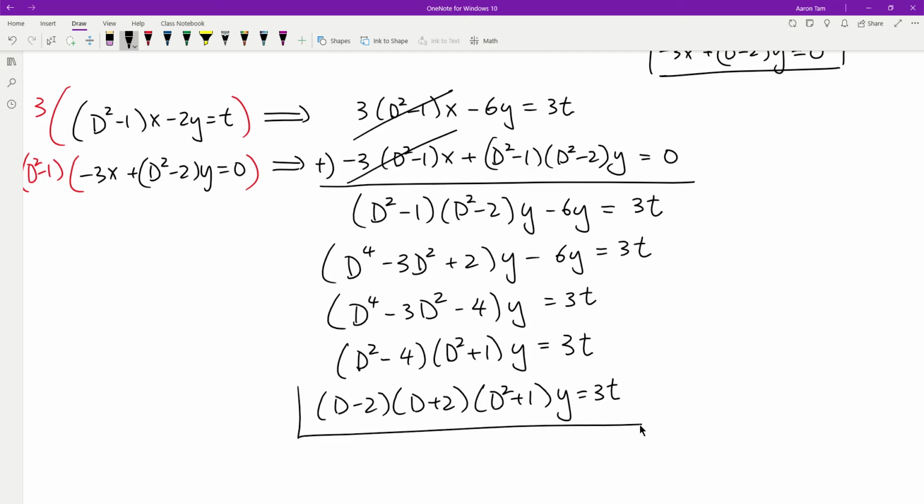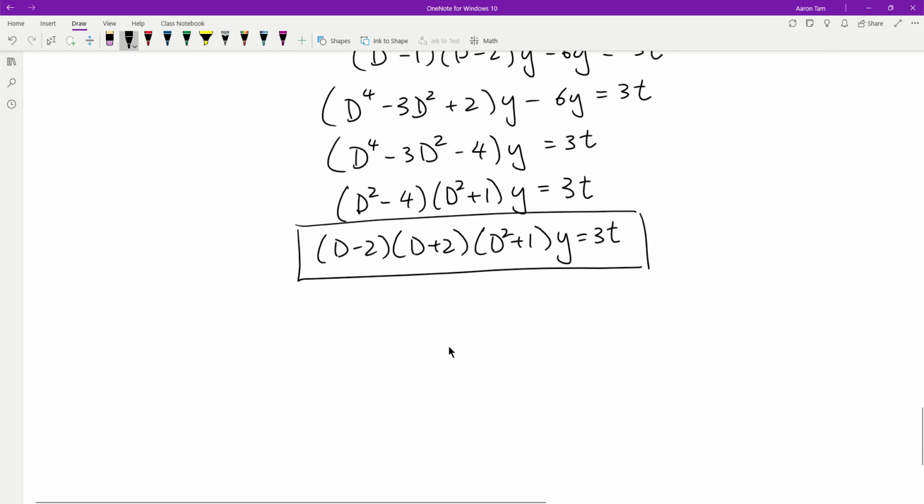So that becomes my differential equation. Once again, this one is not too difficult to solve. It's a non-homogeneous differential equation, and there are multiple ways to do this. The method that I'm going to use is the undetermined coefficient method.